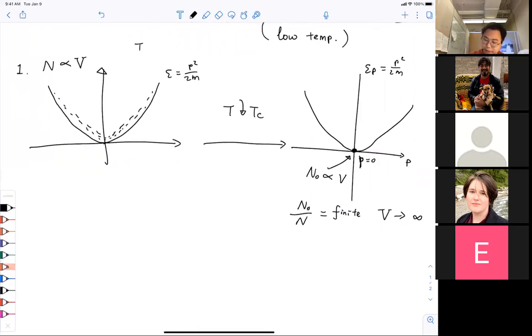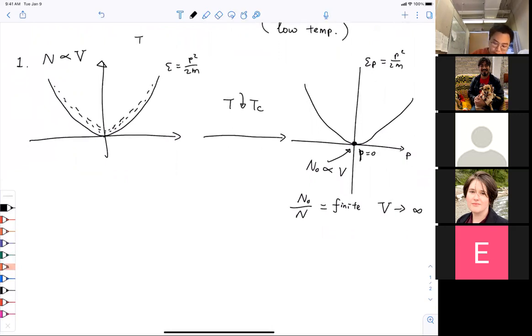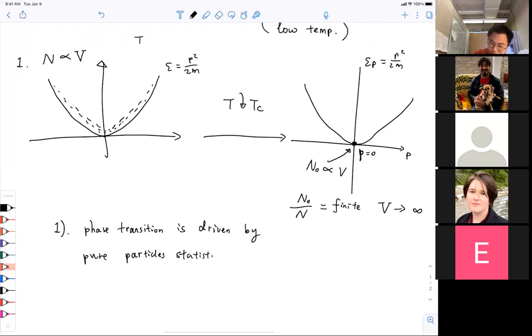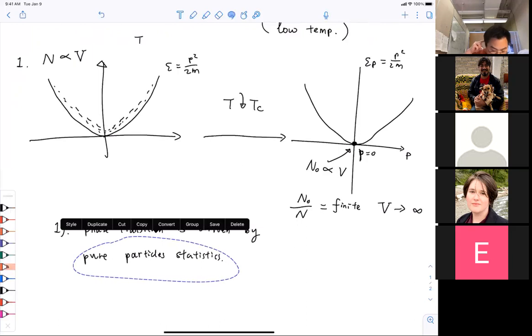So this is a phase transition, and this is a very peculiar phase transition. The reason is this phase transition is driven by pure particle statistics. What do I mean by that?